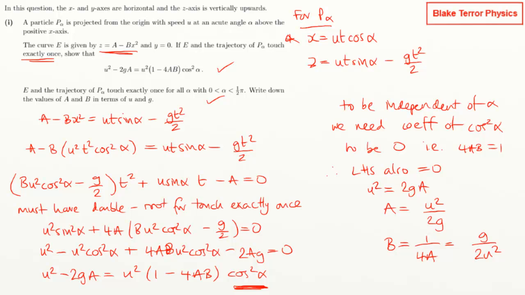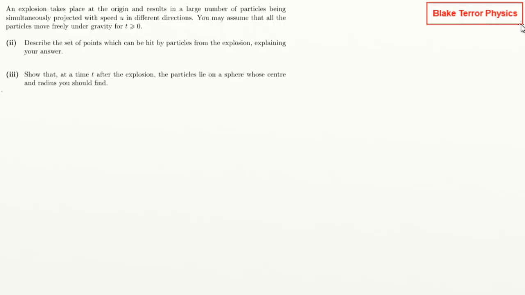Now move on to the new sheet for parts 2 and 3. Okay, so next part, we have an explosion that takes place at the origin and results in a large number of particles being simultaneously projected with speed u in different directions. You may assume that all the particles move freely under gravity for t greater than or equal to 0. Right, so we're in different directions.